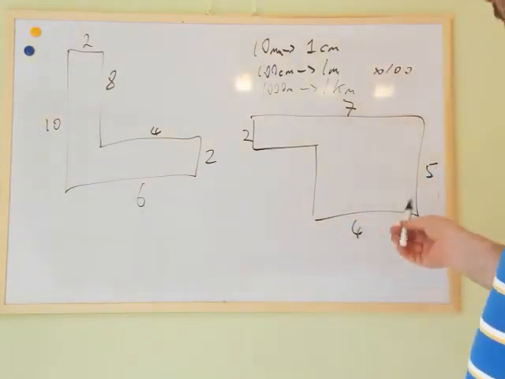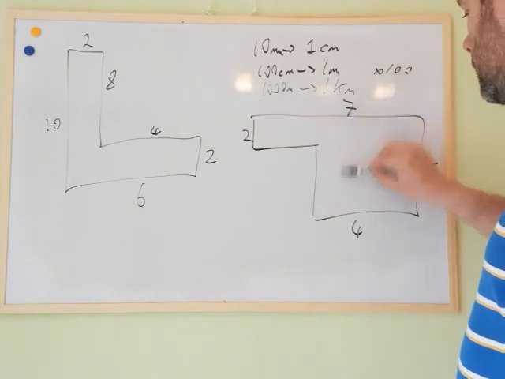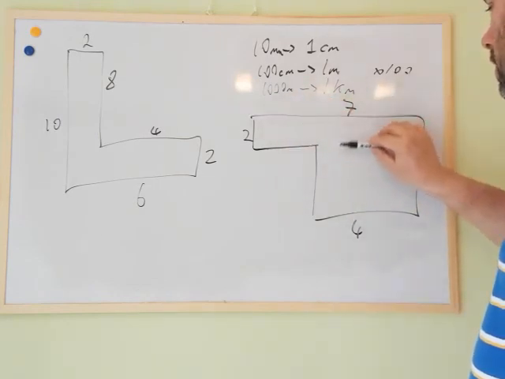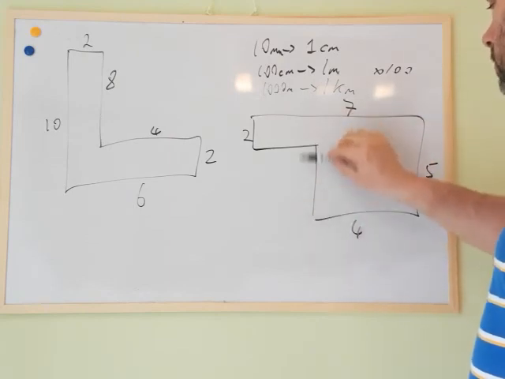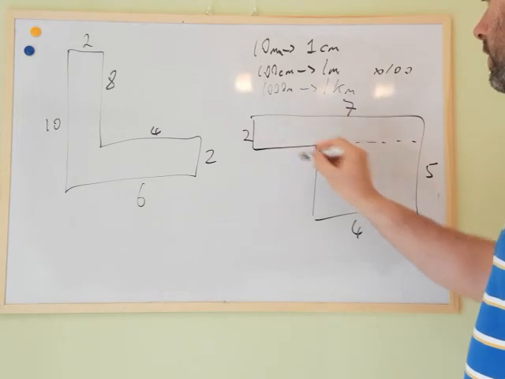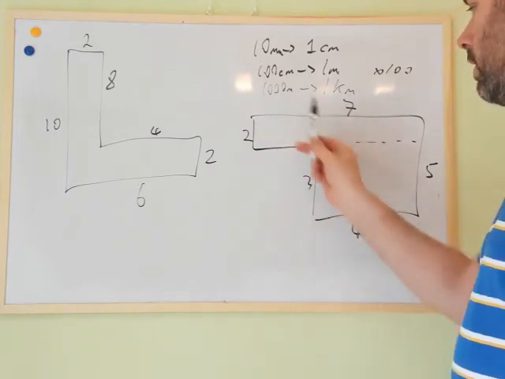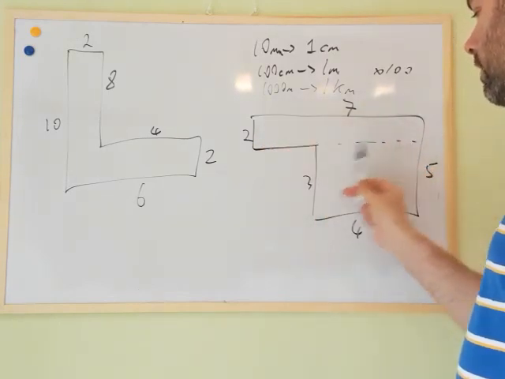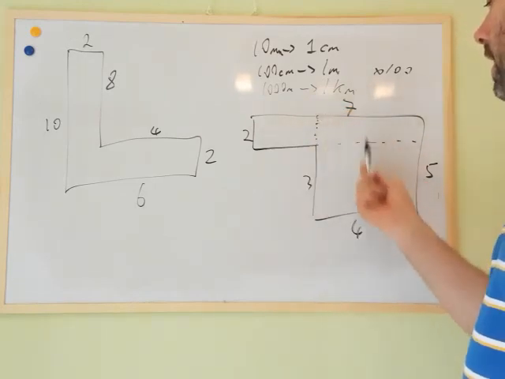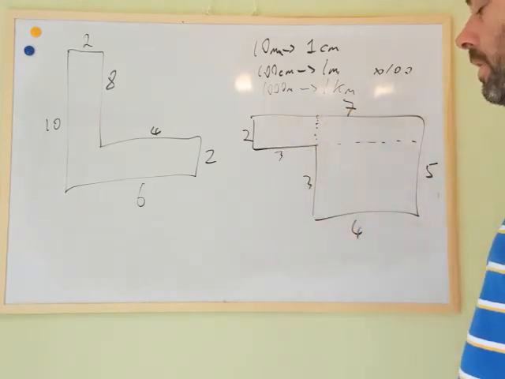Okay, yet again, we've got to work out some missing sides. From here to here is 5, but from here to here is 2, so this bit here must be 5 minus 2, which is 3. From here to here is 7, from here to here is 4, so this bit must be 7 minus 4, which is also 3.